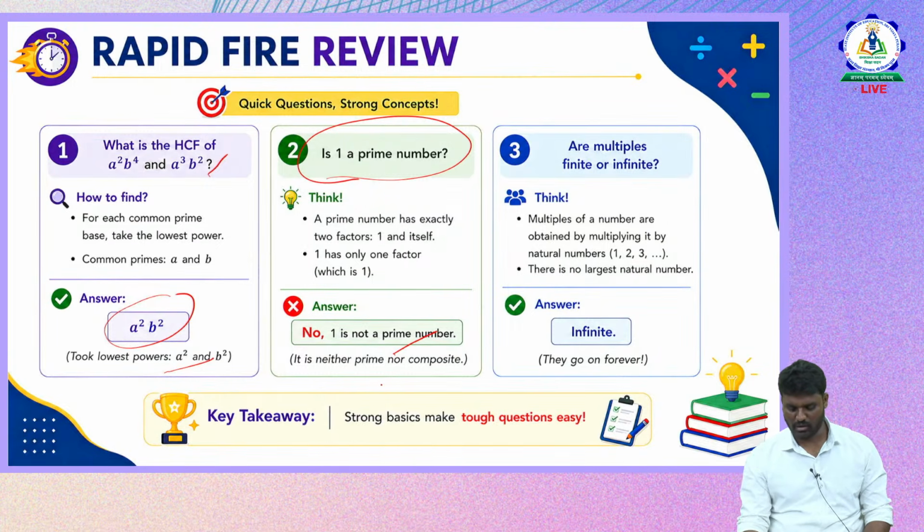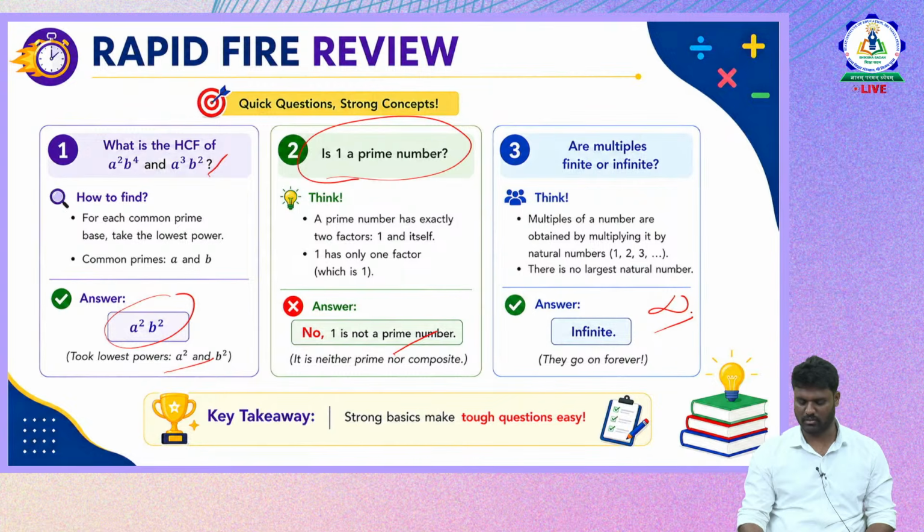Are multiples finite or infinite, okay? Multiples of a number are obtained by multiplying it by the natural numbers. Therefore there is no largest natural number, so the multiples are infinite, not finite, okay. These are the basic things which we have discussed in this session.